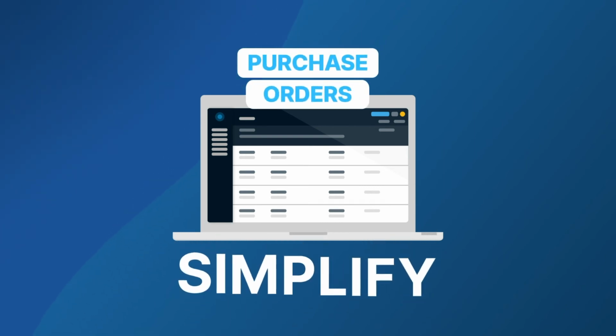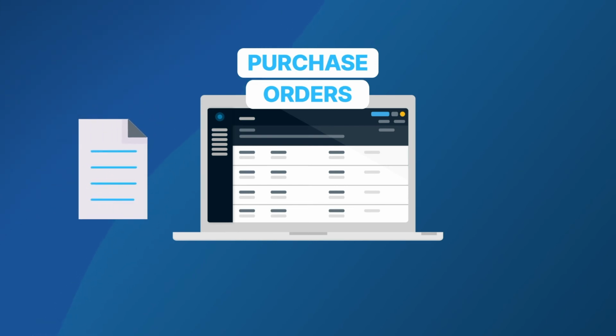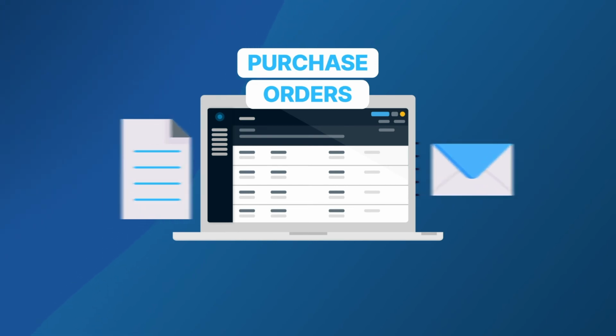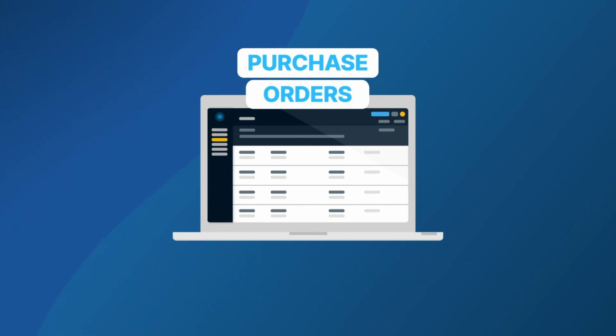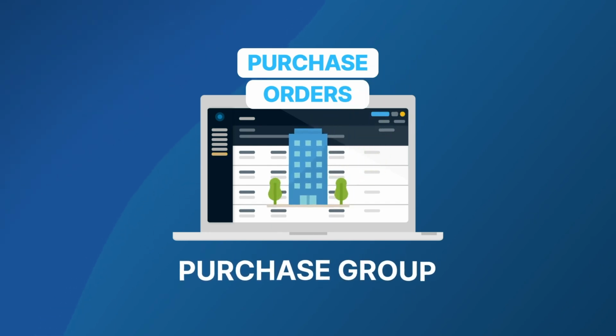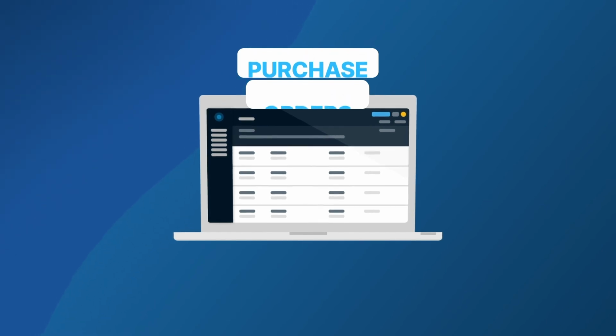Purchase orders allow you to simplify your inventory request process. Rather than requiring a separate application or manual email to your vendor, Sonar allows you to add vendors and items to your instance. Each company in your organization can be added as a purchase group, allowing you to quickly look at historical data and be able to determine frequently purchased or overpurchased items.